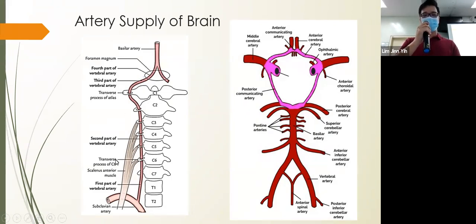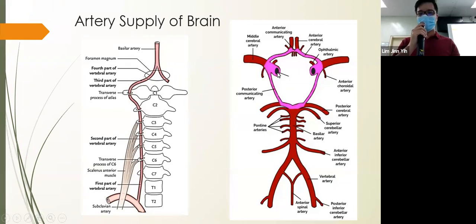So the vertebral artery can also be divided into four parts. The first part is pre-foraminal, before it enters the transverse foramen. The second part is foraminal, when it's traversing through the foramen. Then after it exits, the third part is the extradural. Last one, when it enters the foramen magnum, is the intracranial part of the vertebral artery.